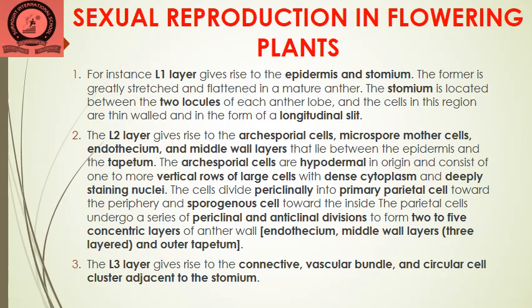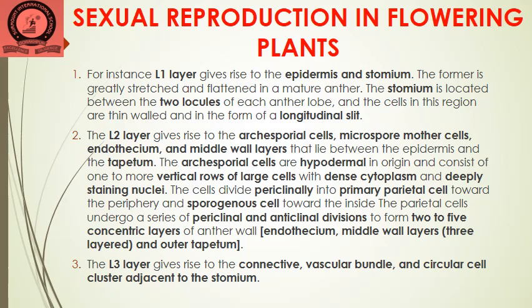Actually, archesporial cells are hypodermal in origin and consist of vertical rows of cells with dense cytoplasm and deeply stained nuclei. The cells divide periclinally to form primary parietal cells towards the periphery and sporogenous cells towards the inside of the parietal cells. Now the parietal cell undergoes a series of periclinal and anticlinal divisions to form 2 to 5 concentric layers of the anther wall.